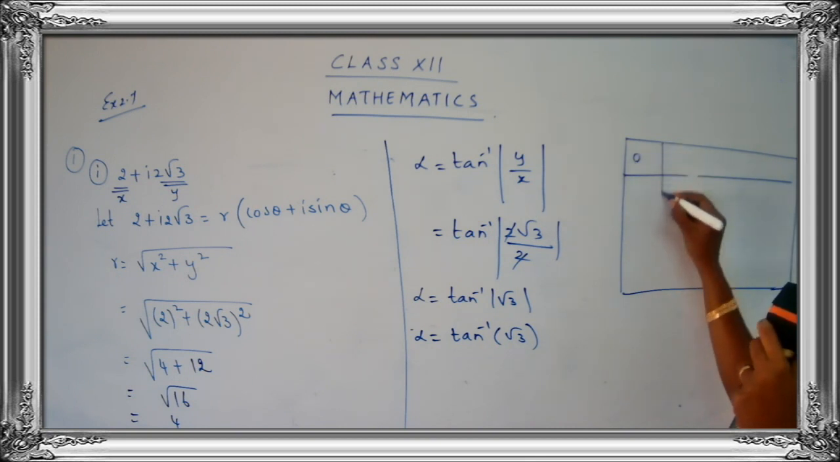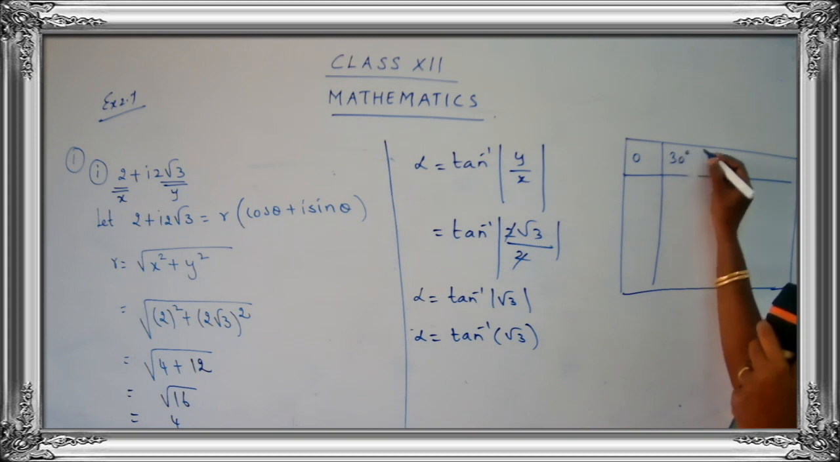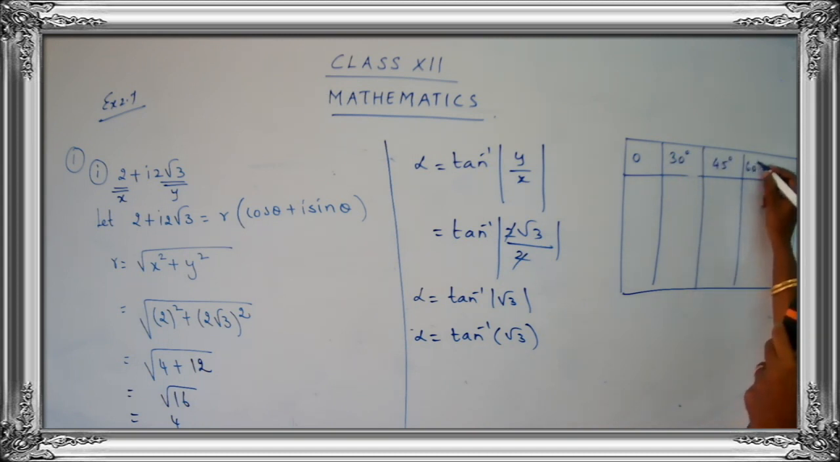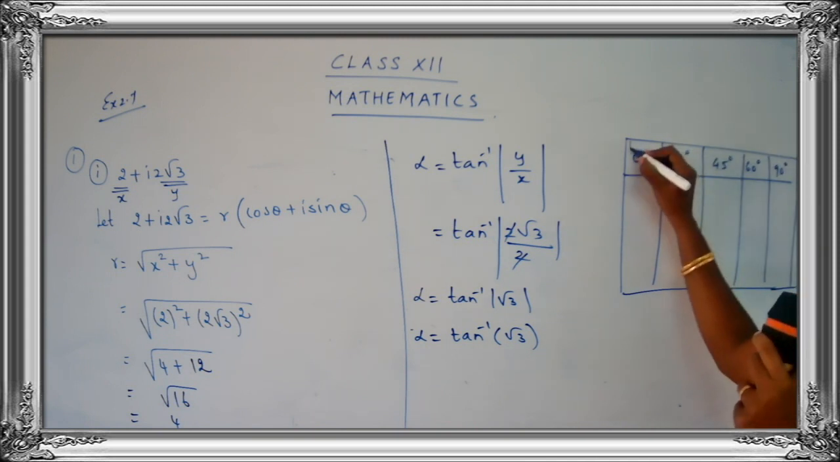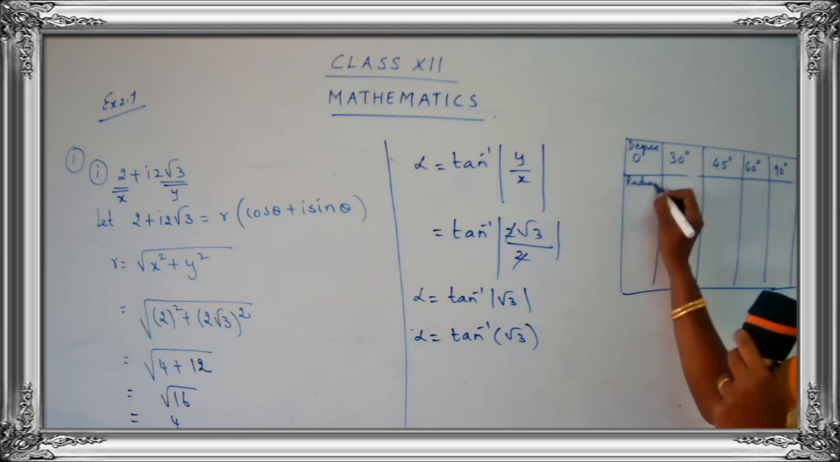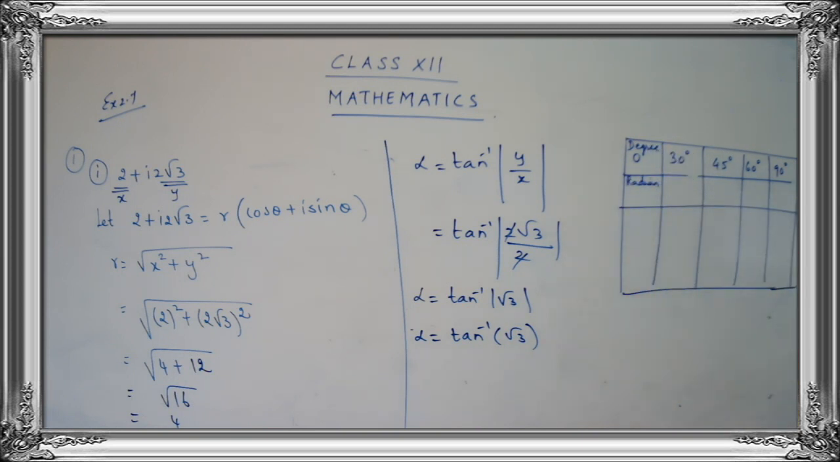So 0 degree, 30 degree, 45 degree, 60 degree, 90 degree. So this is in terms of degree, okay? And now you're going to write down in terms of radian. Write down the degree: 0, 30, 45, 60, 90. So I'm going to change this degree in terms of radian.